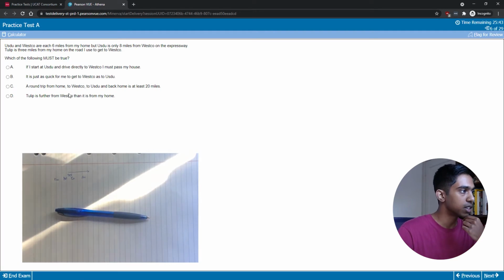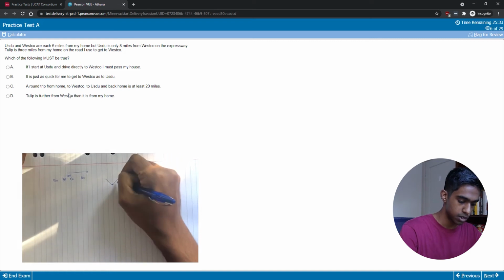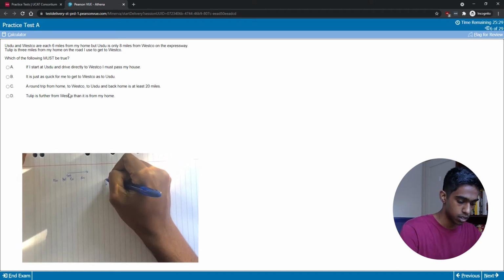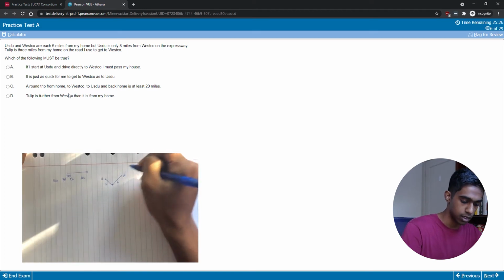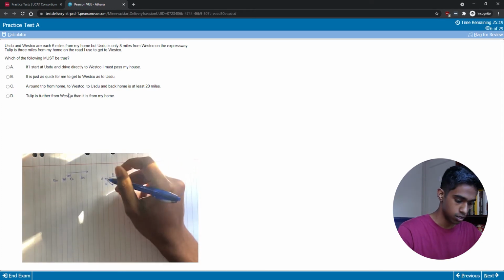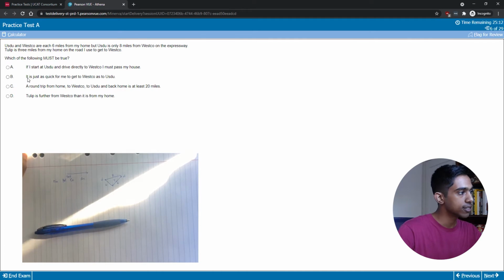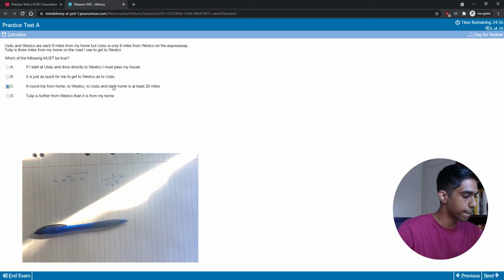Uzdu and Wesco are each 6 miles from my home, but Uzdu is 8 miles from Wesco on the expressway. Okay, so I might draw a diagram for this one as well. So this would be 6 miles and 6 miles, and this would be Uzdu, and this would be Wesco, and this would be 8. And Tulip is 3 miles from my house on the road, so Tulip is here. If I start at Uzdu and drive directly to Wesco, I must pass my house. Not true. It is just as quick for me to get to Wesco as Uzdu. Not necessarily, because I think there'd be speed issues. A round trip from home to Wesco to Uzdu and back home is at least 20 miles. Yes, that'll be true, because 6 plus 8 plus 6 is 20, yep.